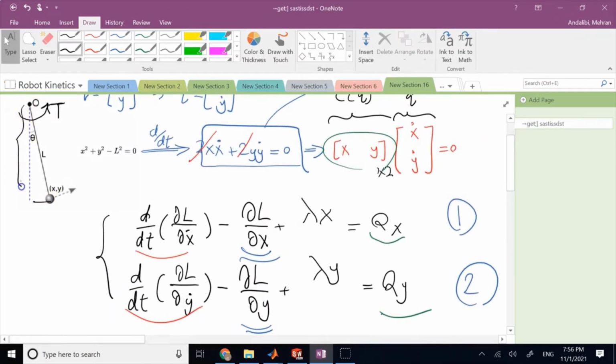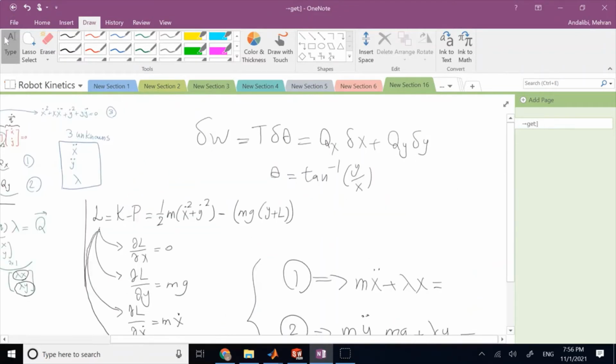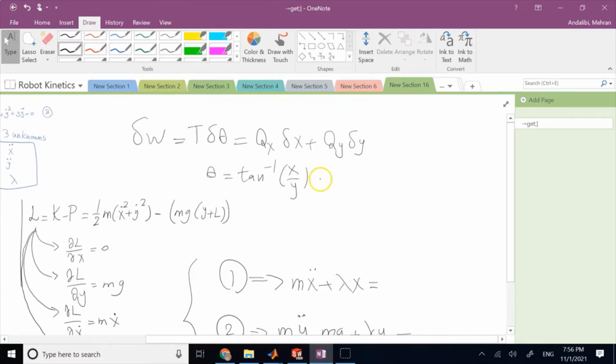It's x over y really, because your horizontal is x, the vertical is y. So it's tangent inverse of x over y, the way it is defined. And all I need to do now is find the variation of theta, which, if you know from your calculus, is going to be partial of theta with respect to x times variation x plus partial of theta with respect to y variation y.